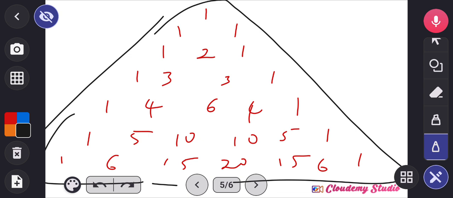Now, you see this one, it is when it is raised to the power of 0. This one is when it is raised to the power of 1. This one is when it is raised to the power of 2. This one raised to the power of 3. This one raised to the power of 4. This one raised to the power of 5, and so on and so forth like that.